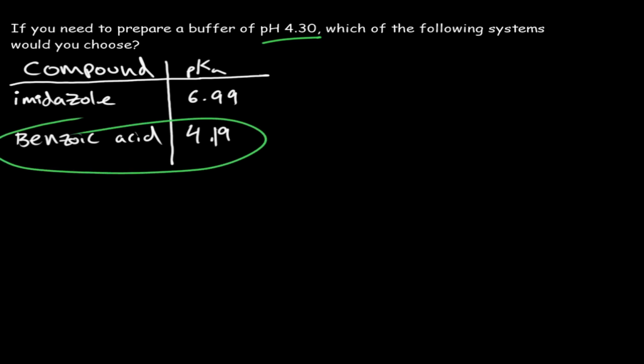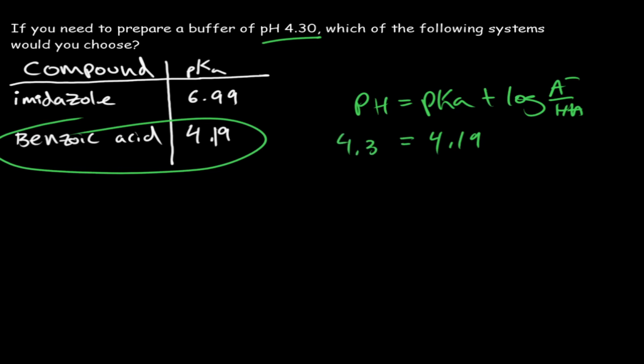The reason we want to use benzoic acid is because it's much easier to get this pKa to that pH value. So if we use our equation pH is equal to pKa plus log A minus over HA, it's much more easy to get a pKa that's 4.19 to a value of 4.3 than it is to change a pKa value of 6.99 to a value of 4.3.